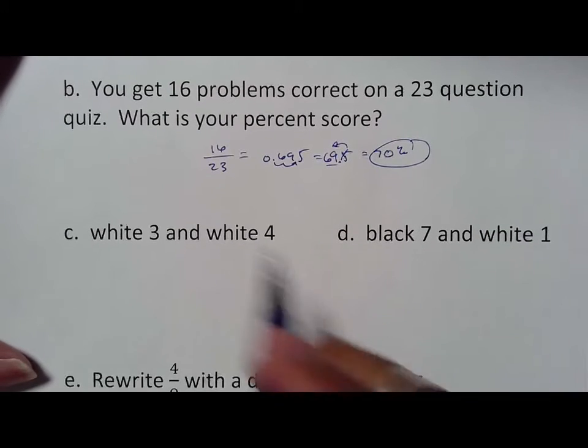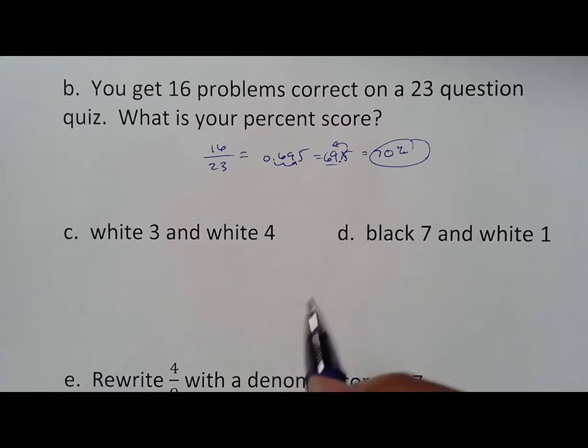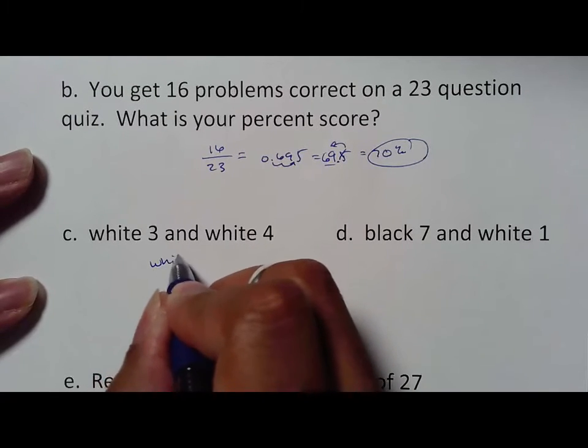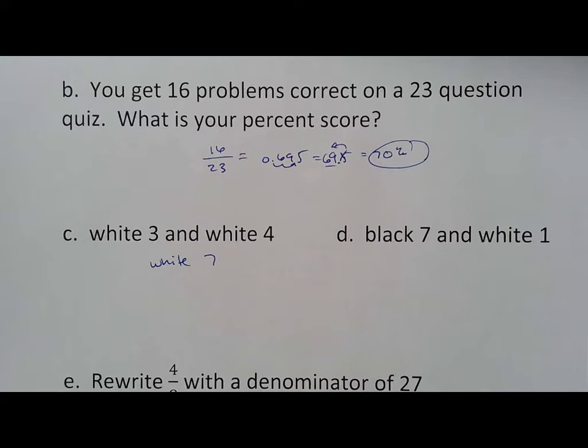White 3, white 4. Remember, if it's the same team scoring all the points, you simply add up those numbers. So white 3 and white 4 would make white 7. Keep in mind you have to type out the full word and the number. Otherwise, the computer's not going to accept it.